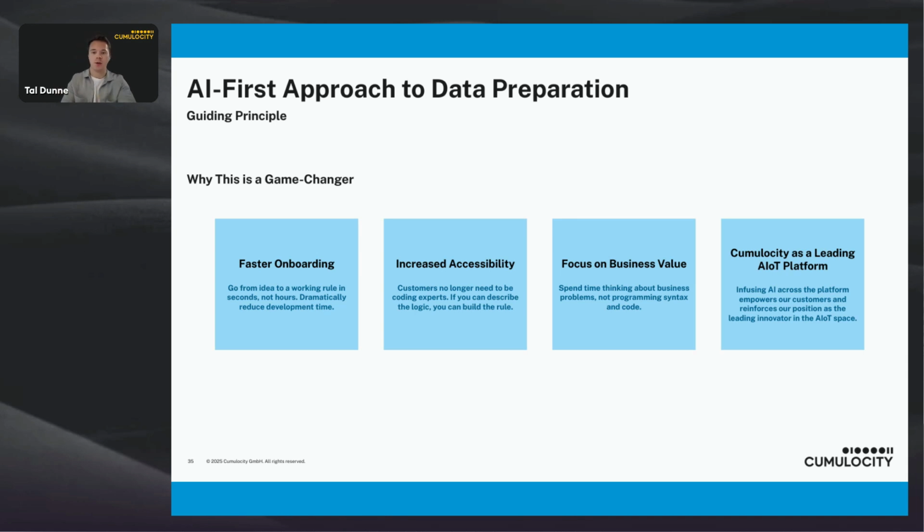And then lastly, Cumulocity is a leading IoT platform. I'm sure you all heard the recent news about the Gartner Magic Quadrant, but we want to really ensure that AI is used across the platform as it's a booming technology, and we want to make sure we're leading at the forefront of the so-called AIoT space, right? We want to make sure that we are the leading player, not only in IoT, but also AIoT as well, right? So this AI-first approach that we're taking to data preparation has been validated, and we're really excited about bringing this to you all.